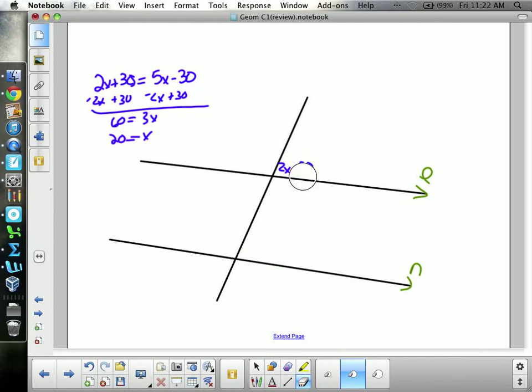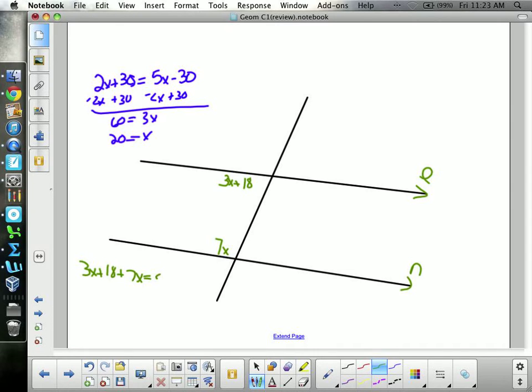How about if we did 7x and 3x plus 18. Now what equation do we set up? I'm sorry.